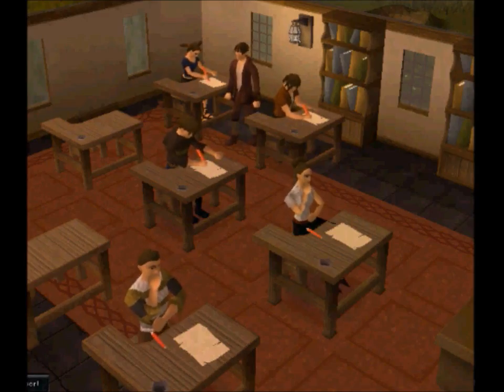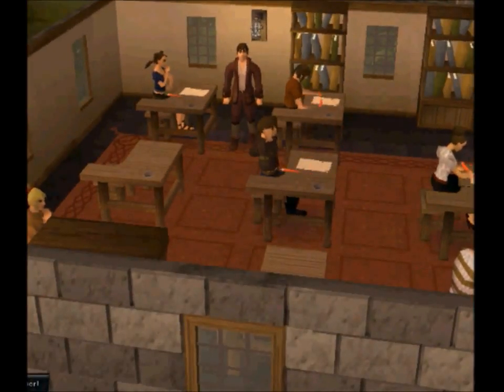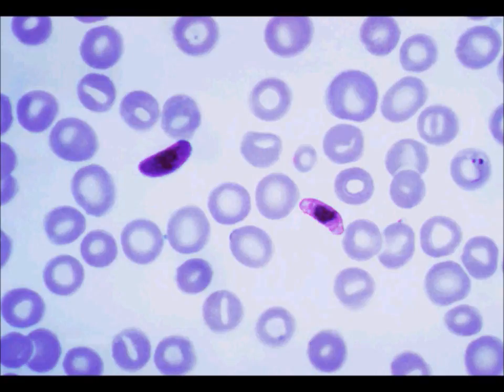The size of the Plasmodium falciparum is very much similar to the size of a red blood cell, but with a bean-shaped form, much like those shown in this diagram.